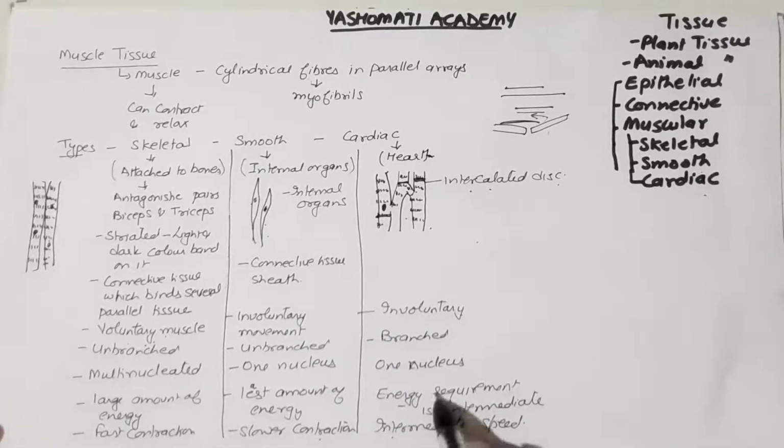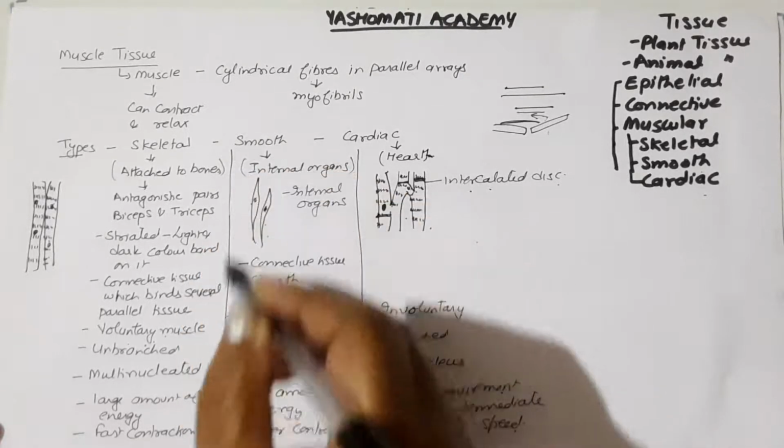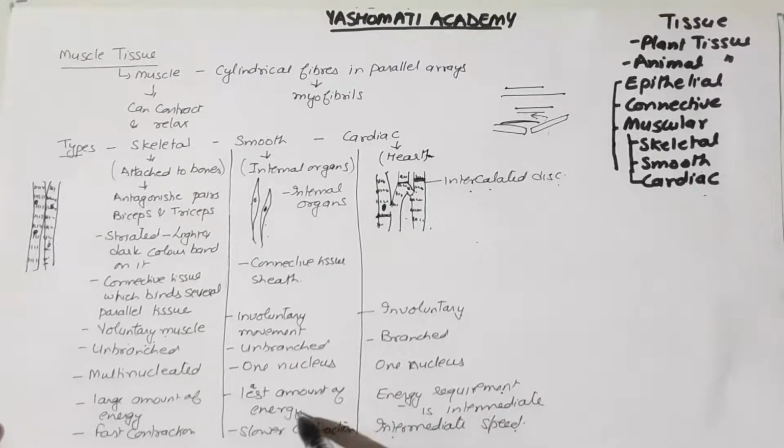So these two differences you need to remember: cardiac muscles have intermediate speed and intermediate energy requirement, whereas smooth muscles require very little energy and their contraction is slow, whereas the skeletal muscles require a large amount of energy and their contraction is also very fast.